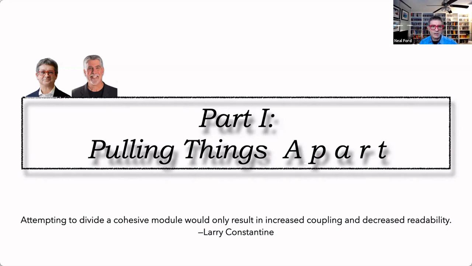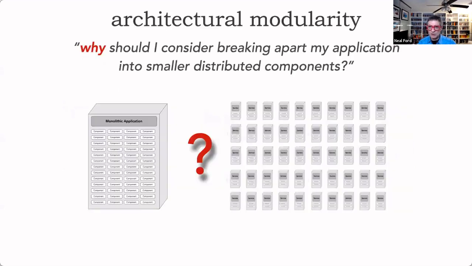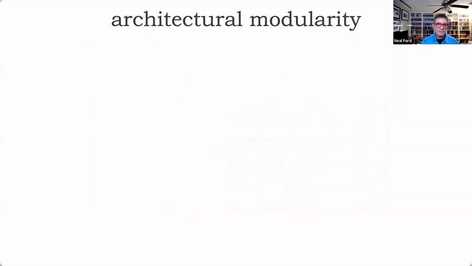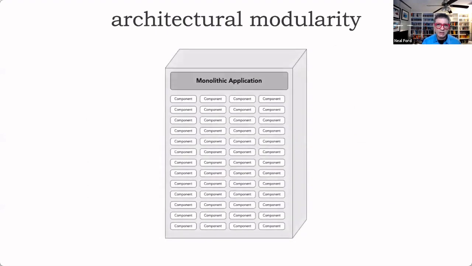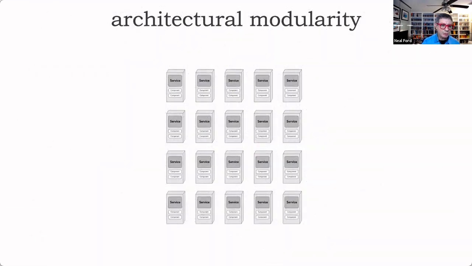So let's talk for a second about architectural modularity and modularity within a piece of software and software ecosystem, whether it's a monolith or something like microservices. So why would you consider breaking apart an application into smaller distributed components like this? There are 5 drivers for changing the modularity of something in a software architecture and building smaller pieces. And let me show you the first of these.